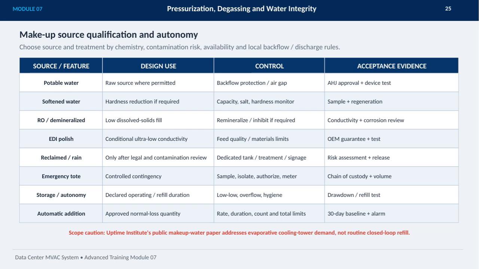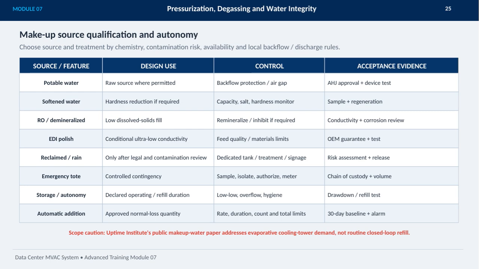If reclaimed or rainwater is used, this only happens after rigorous legal and contamination reviews. These sources require dedicated storage tanks, proper treatment, clear signage, risk assessment, and controlled release procedures to maintain safety. Autonomy involves managing storage to match declared operating durations, with controls such as low-level alarms, overflow protections, and hygiene checks.